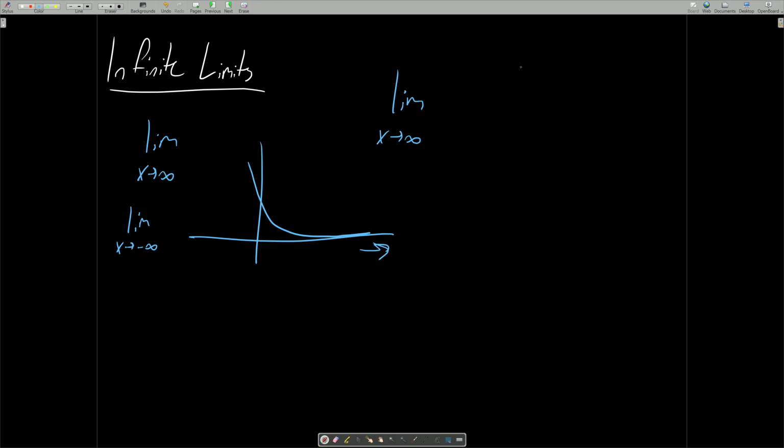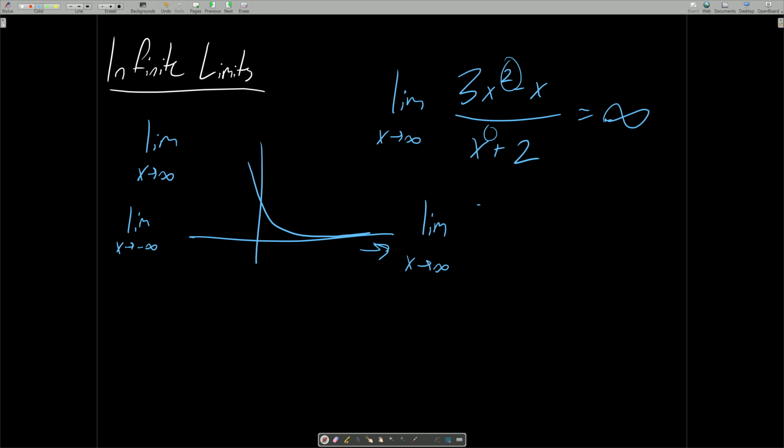Let's say limit as x approaches infinity. If the degree of x is greater on the top than it is on the bottom, say you have 2 on the top and 1 on the bottom, then the limit's going to be infinity, because you have infinity squared on the top and just infinity on the bottom. This is infinitely more than this, which means this limit will approach infinity. If you have a greater degree on the bottom, then the limit will approach 0.